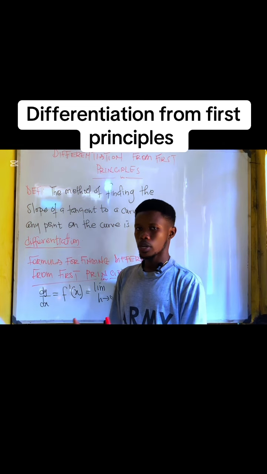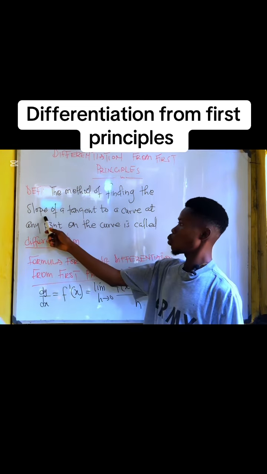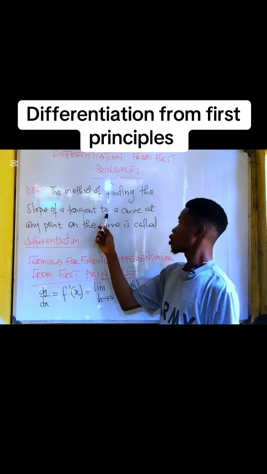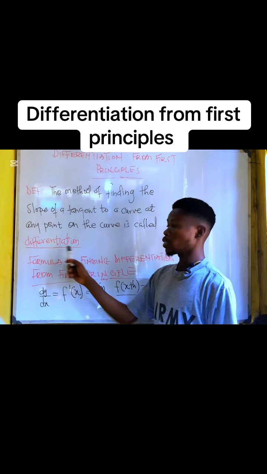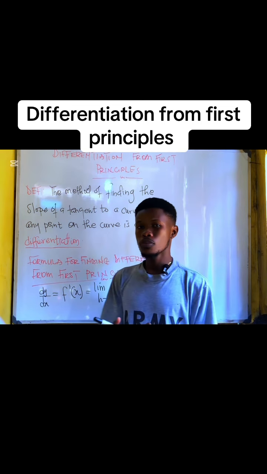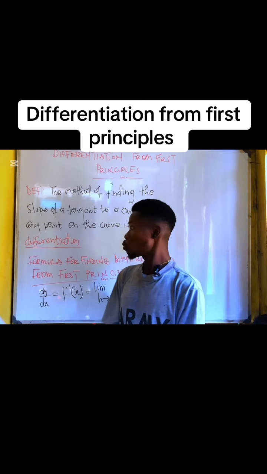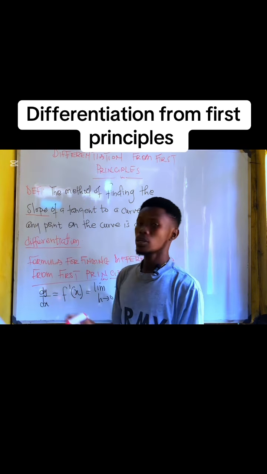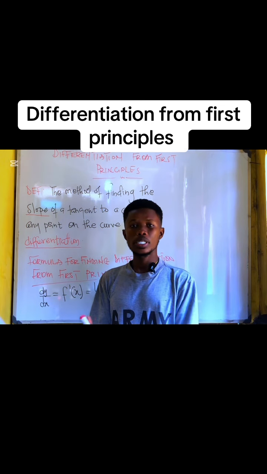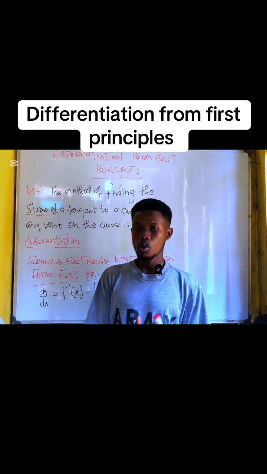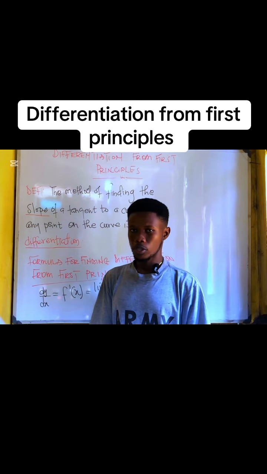When we say differentiation, what does it mean? The method of finding the slope of a tangent to a curve at any point on the curve is called differentiation. So when we say differentiation, in other words, it's a method of finding a slope. And when we say a slope, I hope you know what a slope is. We are talking about what? A gradient. So anytime you find a differentiation, the answer you get is the same as what? A gradient or a slope of a point on a tangent. Is that okay? Very good.